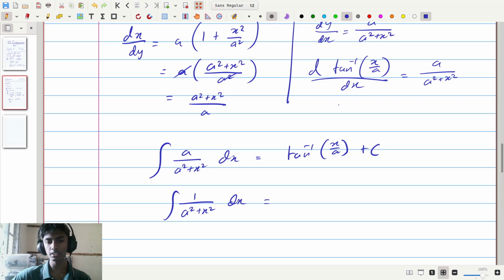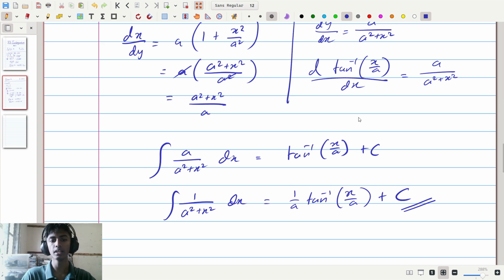And on the right side, dividing both sides by a, we get 1 divided by a times the tan inverse of x divided by a plus c divided by a, which is just another constant, so we'll just rewrite it as c. Therefore, the integral of 1 divided by a squared plus x squared dx is equal to 1 divided by a times the tan inverse of x divided by a, provided that a is greater than 0.